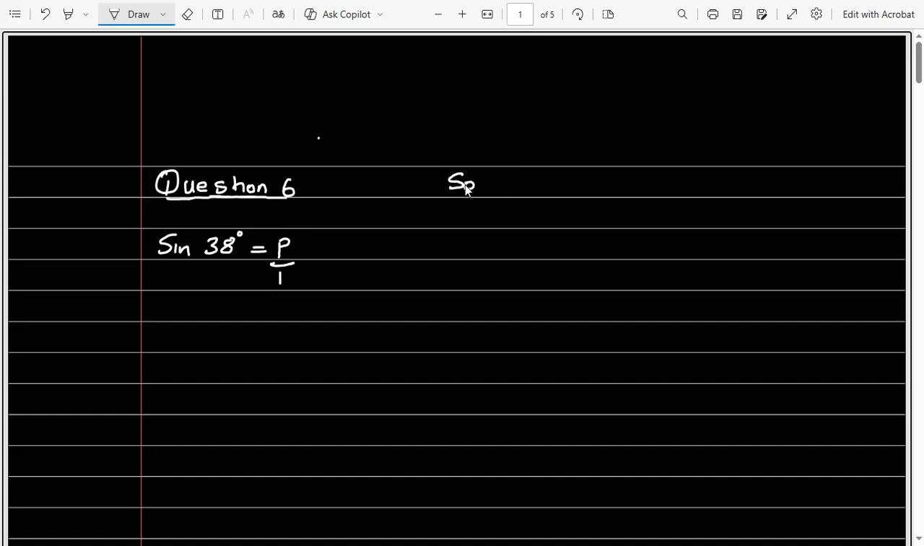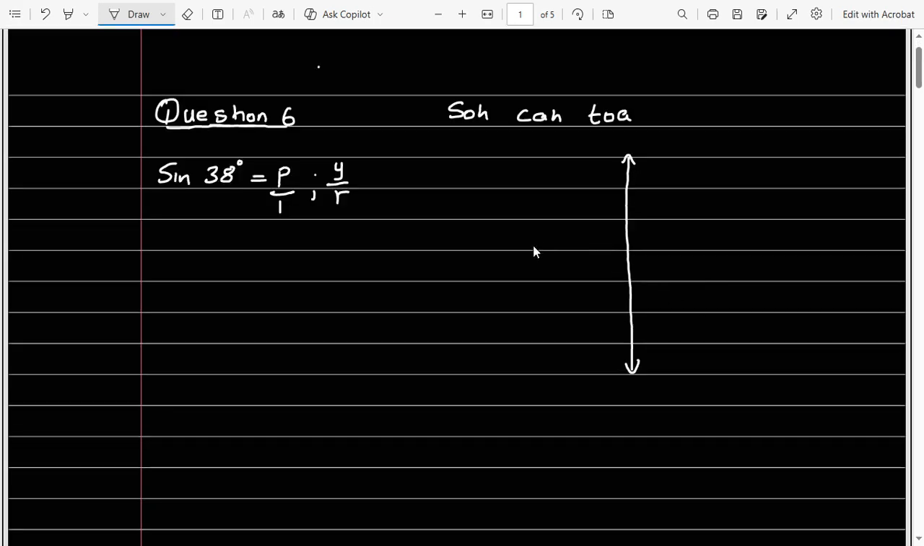If you still remember the soccer tool, it tells us that when you are working with sine, sine is the opposite, which is y, over the hypotenuse, which is r. So on the given problem, we are given y to be p and we are given r to be 1. So what is missing? Let's draw the diagram first so that you can understand what is going on. And you also need to ask yourself, in which quadrant are we going to put our diagram? I'll explain that now so that you can understand which diagram to use.